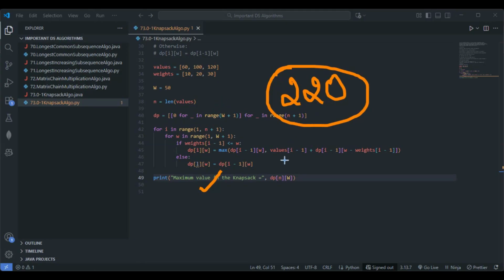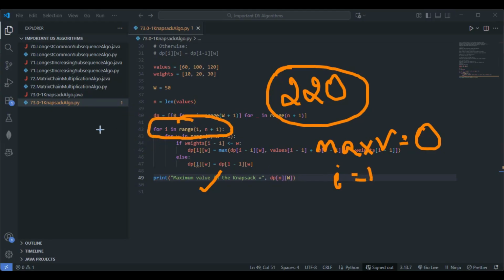We will be going with dp of 0 W and dp of I 0. These both are zero basically, with zero items or zero capacity. Initially, max value is zero, right? So this is fine. For I equals one, for I in the range 1 to n plus one, item one with a value 60 and weight 10.